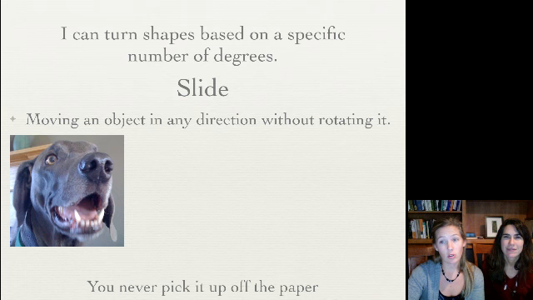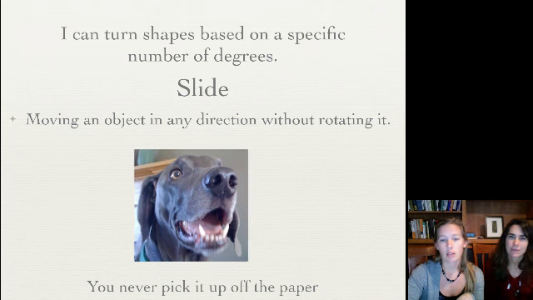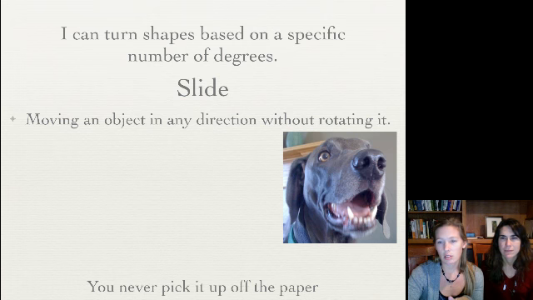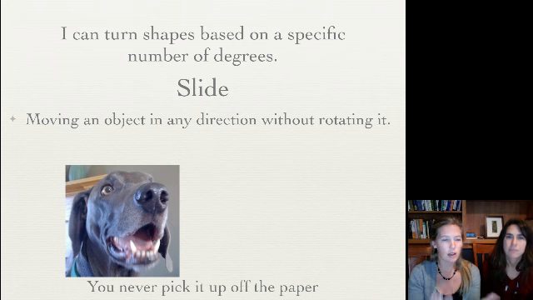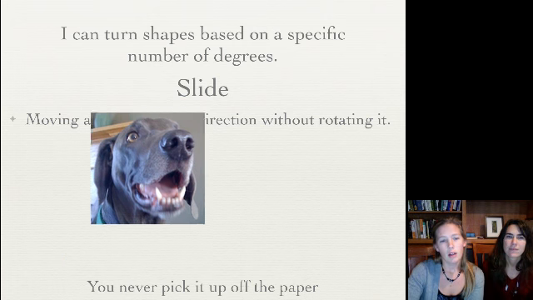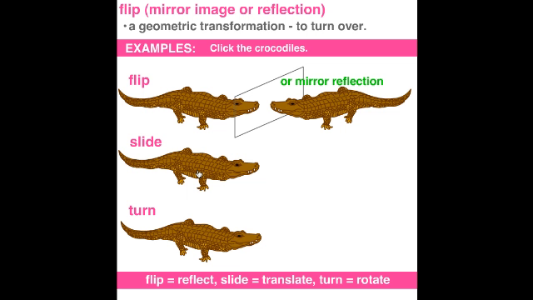A slide, you don't ever lift it off the paper. You just move it in any direction. You're not rotating it. You're not changing it at all. You're not flipping it over. You're just moving it. So in that case, Shadow's picture was moving all over, but I never picked it up off the paper.